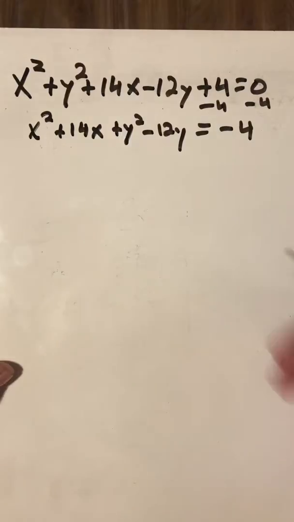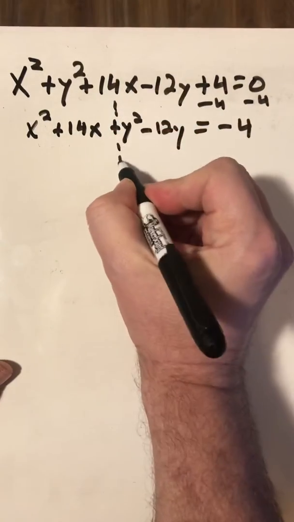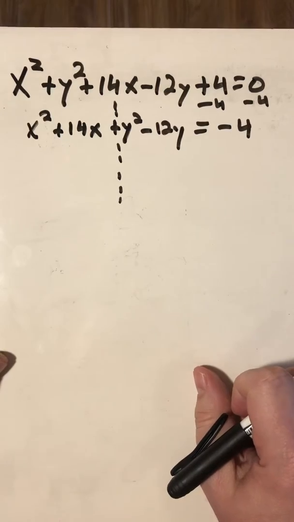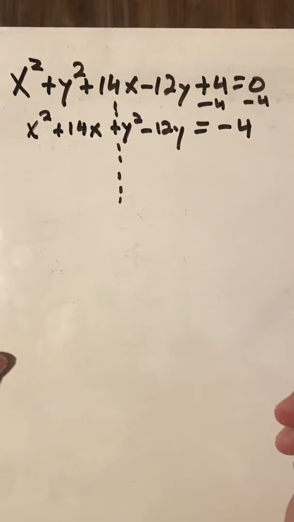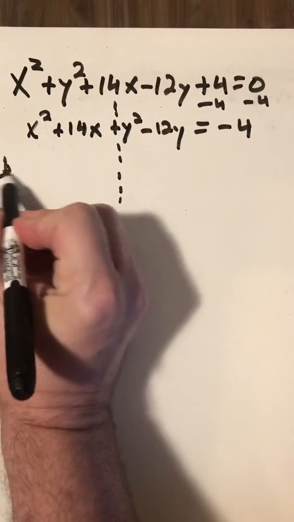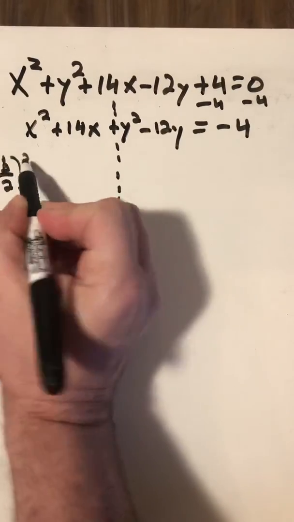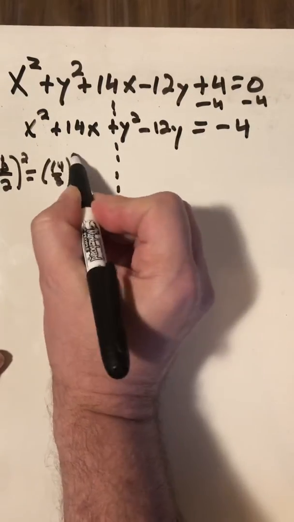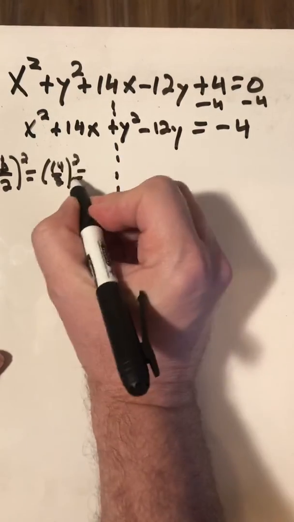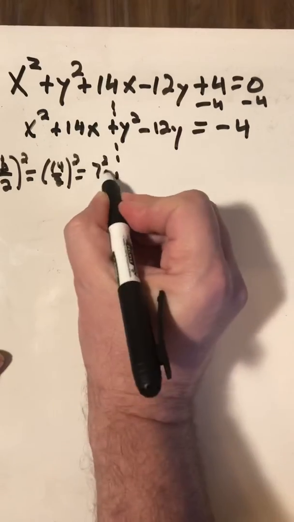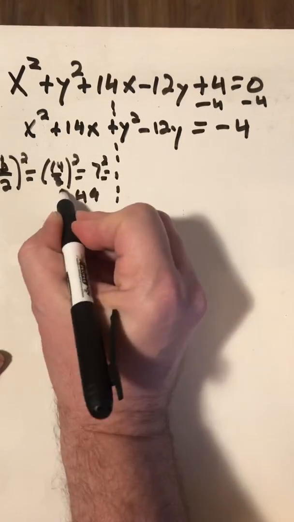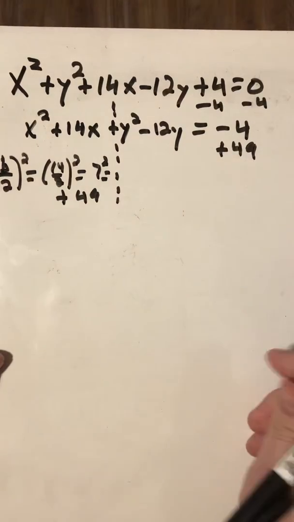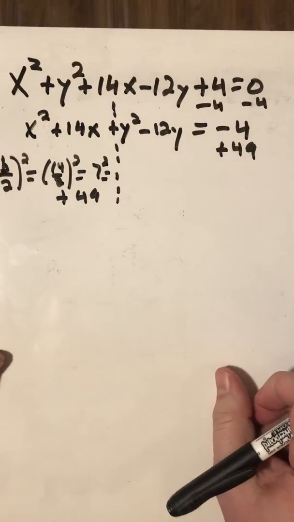All right, now the next thing I need to do is complete the square of both my x terms and my y terms, make both of those into perfect square trinomials. And if you remember, the way I do that is I do the b over 2 squared. So the term for my x is going to be 14 over 2 squared, which is 7 squared, which is going to be 49. So I'm going to have to add a 49 to that side, which means I'm going to have to add a 49 to this side. Okay, so that's the term that completes my square over there.